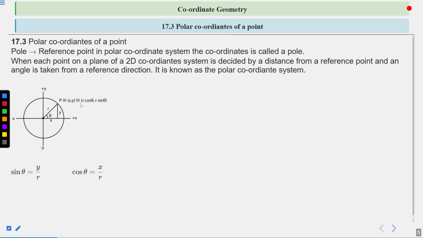Sin theta becomes y upon r because it becomes a right angle triangle. We can clearly see that sin theta is perpendicular upon hypotenuse, so y upon r. Same way, cos theta becomes x upon r. So x square plus y square equals r square, we can also say that. And tan theta becomes y upon x.